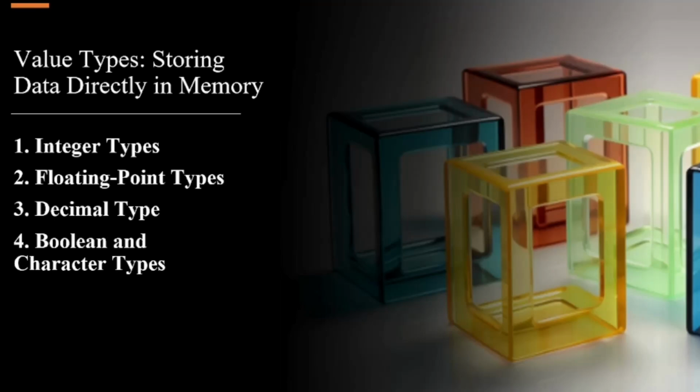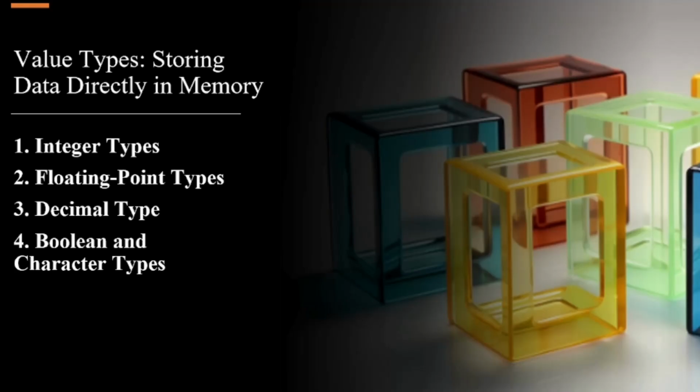Alright, let's start with value types. These are the go-to types when you need to store simple data that fits into one neat little box or memory location. The key characteristic of value types is that they store the actual data directly in memory. That means if you copy a value type to another variable, it makes a complete copy of the data.